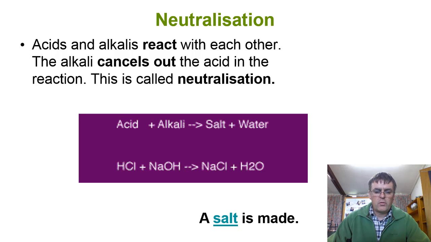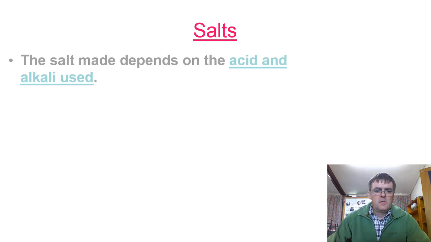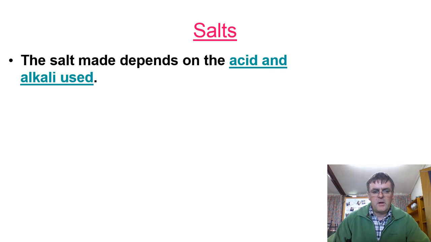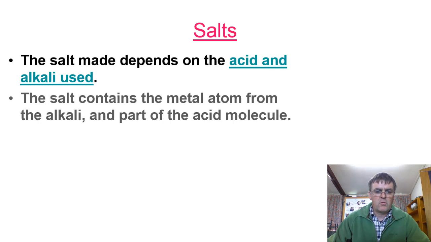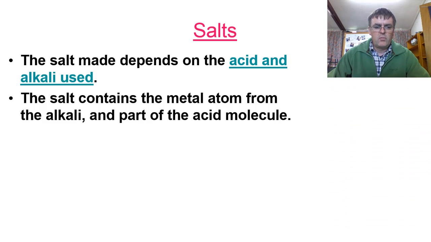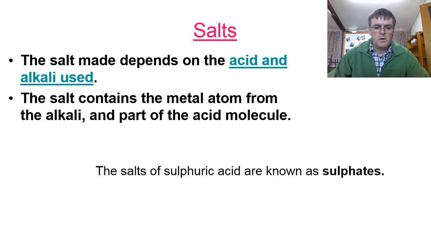So a salt is made. Depending on what acids and bases we use, it depends on what salt we get. The salt has the metal atom from the alkali and the other part of the acid molecule. So sulfuric acid makes sulfates. If I added sodium hydroxide like before to sulfuric acid, I would get sodium sulfate.